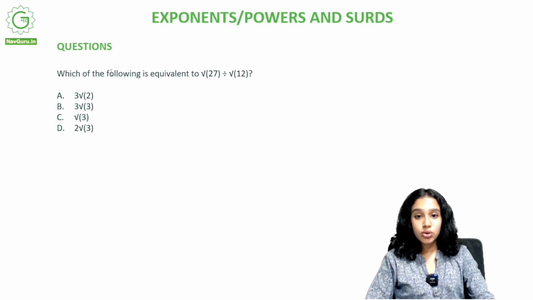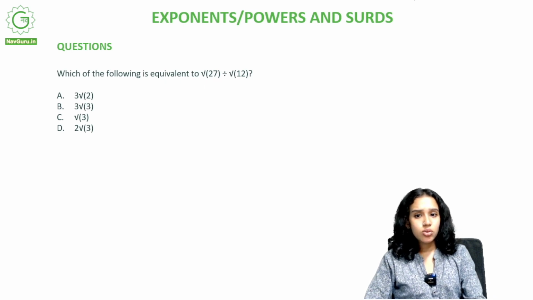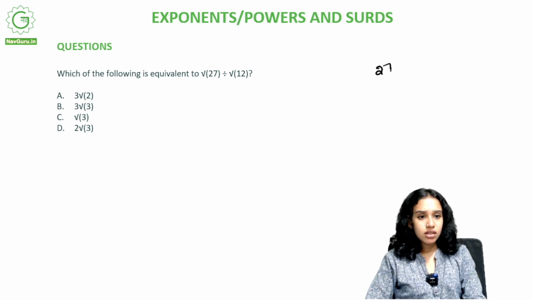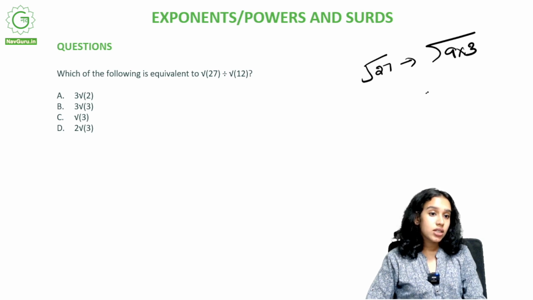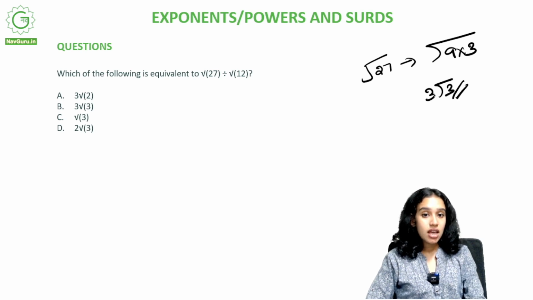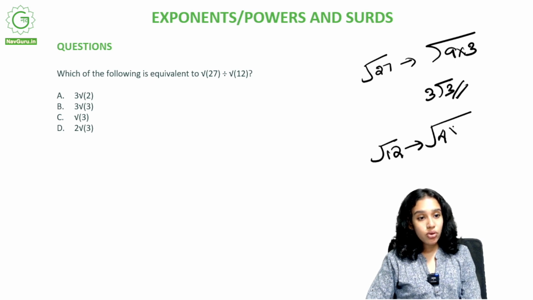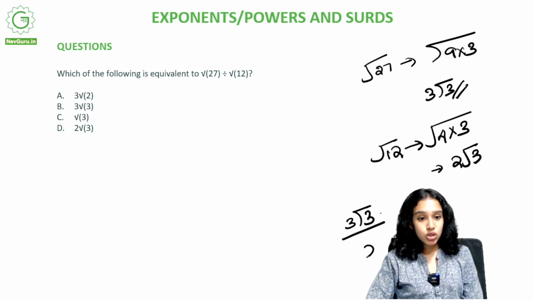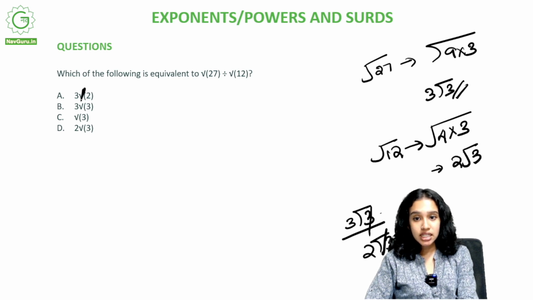Now, which of the following is equivalent to root of 27 divided by root of 12? So what is root of 27? We could express it as root of 9 into 3, and we could write it as 3 root 3. And what about root 12? We can write root 12 as root of 4 into 3, which could be 2 root 3, right? So 3 root 3 divided by 2 root 3. Root 3 and root 3 would be cancelled and the answer would be 3 by 2.